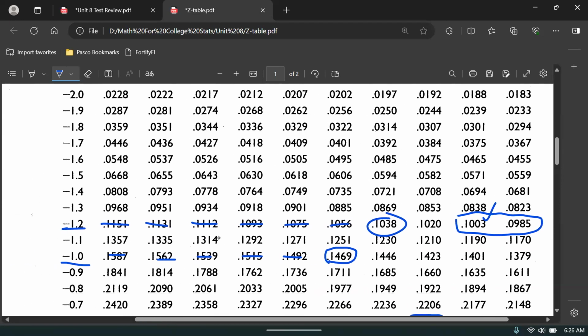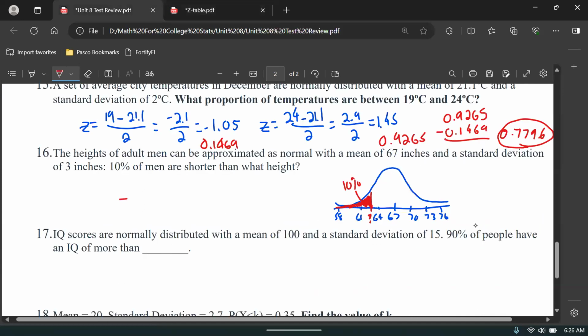Now, again, we're not using 0.1003. We're using the z-score that it goes with. So that's negative 1.28. I think, right? 0, 1, 2, 3, 4, 5, 6, 7, 8. Yeah. So it's negative 1.28. So that's our z-score. X is the value we don't know. The mean is 67. The standard deviation is 3. So we have to just solve this for X at this point. So the hardest part was just taking this 10% and finding the z-score of it. That's the hardest part. But we can do that, really. It's really not too bad.